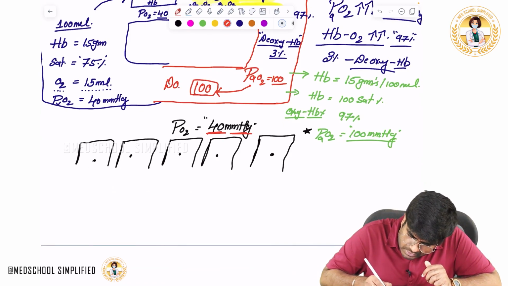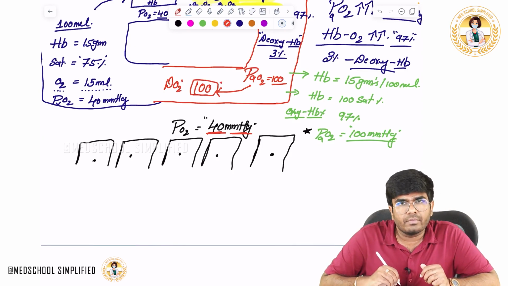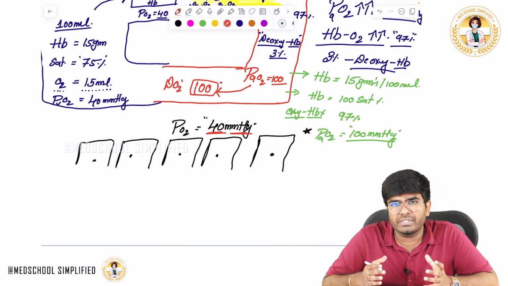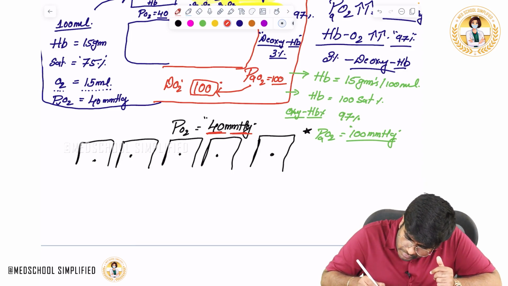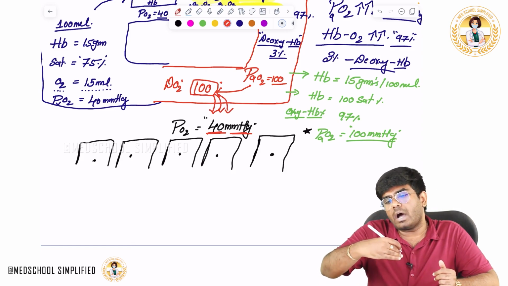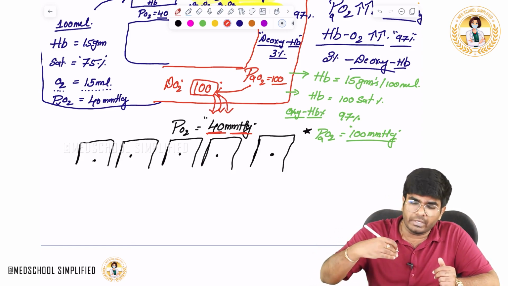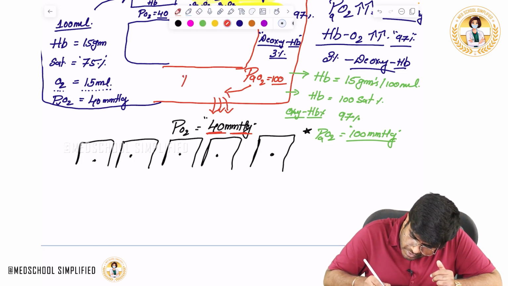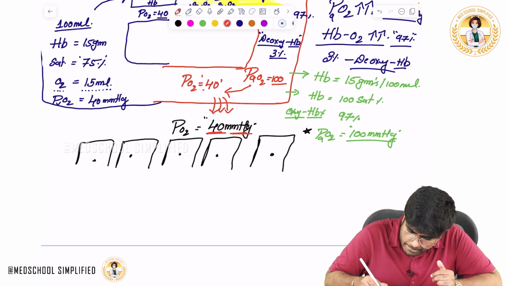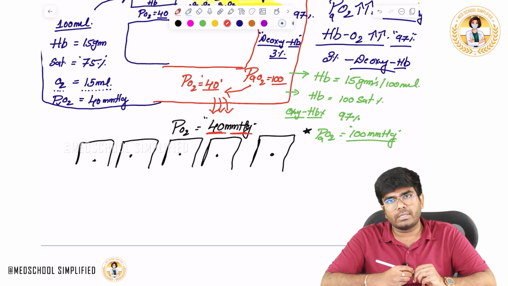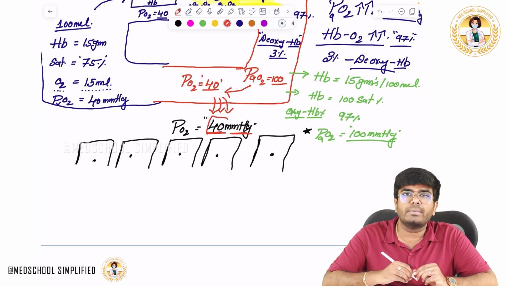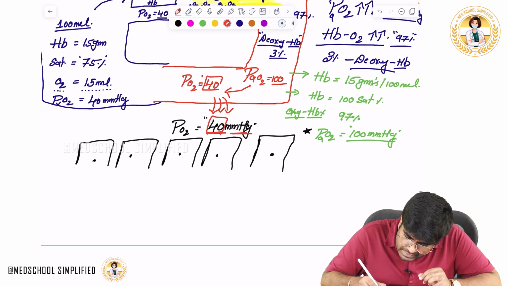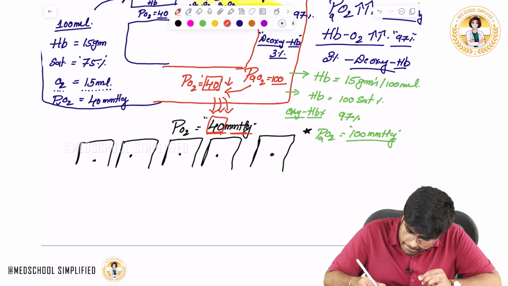Now this dissolved oxygen, which is generating a pressure of 100 mmHg, the partial pressure of oxygen 100 mmHg, what will it do? It will go into the tissues. As this dissolved oxygen is going into the tissues, what happened to the partial pressure? Now the partial pressure of oxygen becomes 40, because here you can't change. It's always 40.